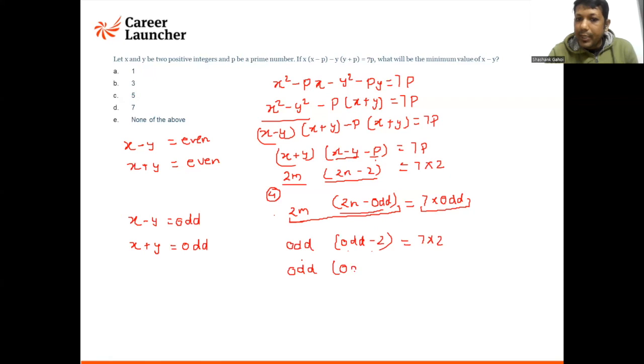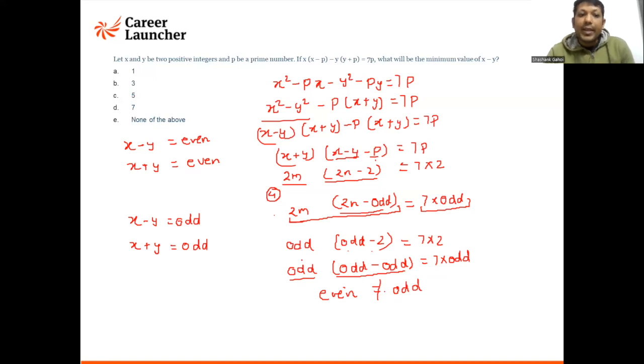P, and now I'm taking p is also odd. So p can be 3, 5, anything. So this is going to be odd. And that is equal to 7 into odd. So odd minus odd is even. Odd into even is going to be even itself. So my right and left hand side is even. On the other hand, right hand side, 7 into odd is going to be odd. Now even equal to odd, that cannot be true for any of the possible values.